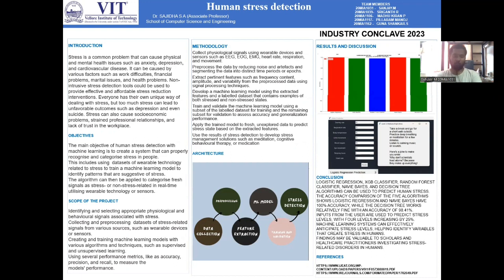The scope of our project is to identify and select appropriate physical and behavioral signals associated with stress, collect and pre-process data sets of stress-related signals from various sources such as wearable devices or sensors, and create and train machine learning models with various algorithms and techniques such as supervised and unsupervised learning, using several performance metrics like accuracy, precision, and recall to measure model performance.